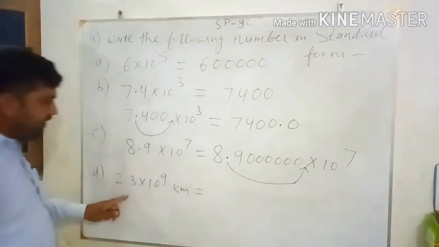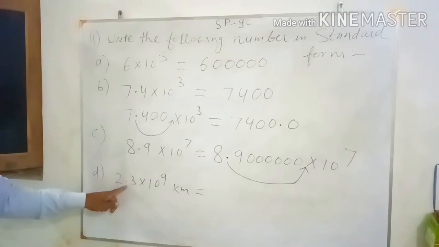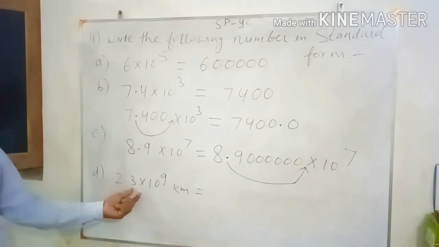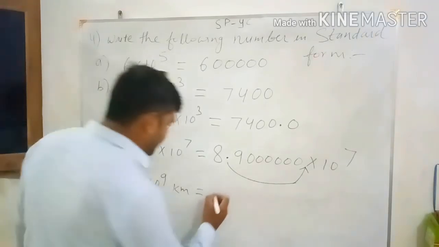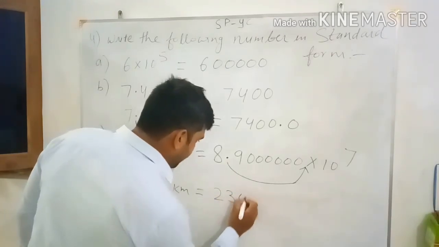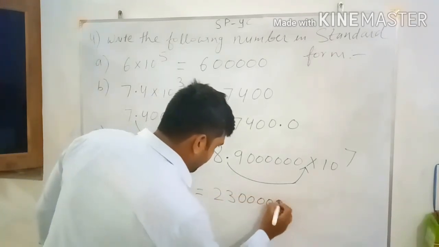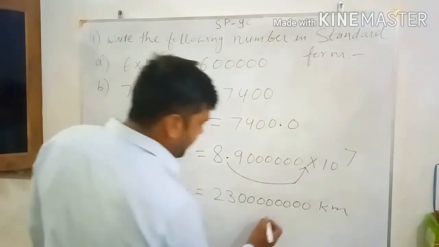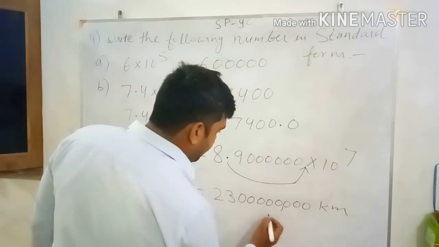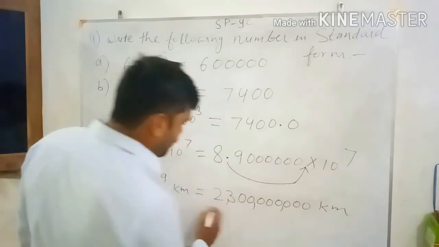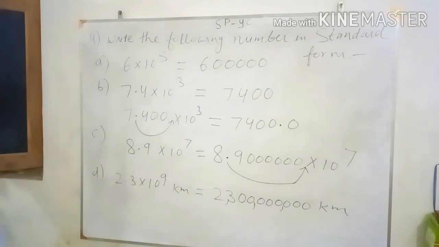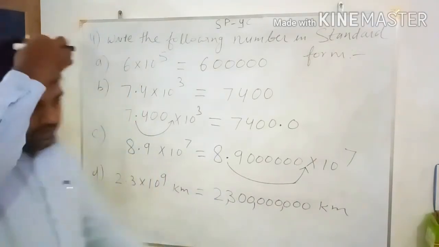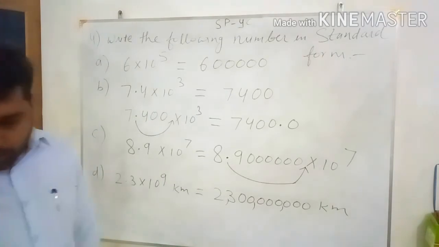Again, this is written in the scientific notation. After the decimal there should be 9 digits, but unfortunately here we have 1 digit only. So add 8 zeros after 3. So the number will be 2, 3, and 8 zeros. This much kilometer. So how do you read it? Put a comma after every 3 digits. 2,300,000,000 kilometers. Okay. So the last one is homework for you.